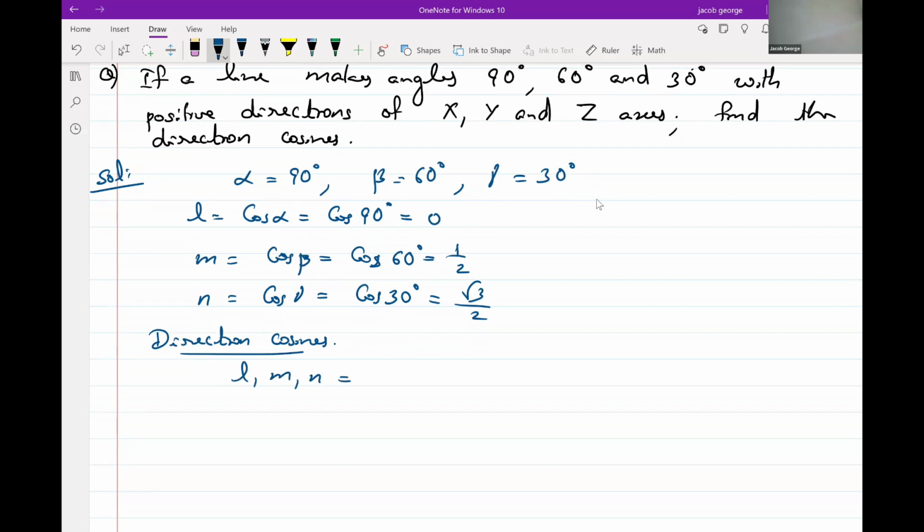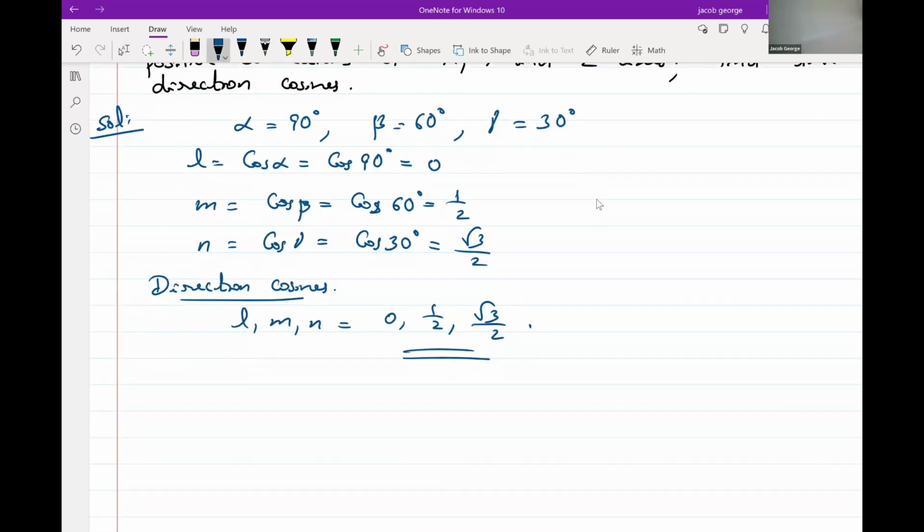LMN is equal to 0, 1 by 2, root 3 by 2. Okay, LMN are 0, 1 by 2, root 3 by 2. Is it clear? Yes. Similar type of one more question.